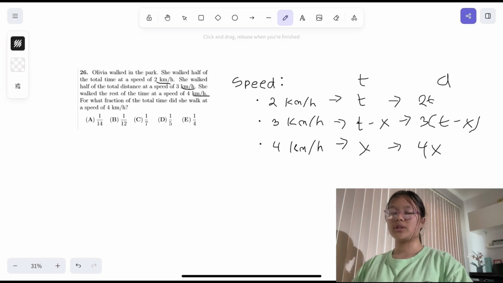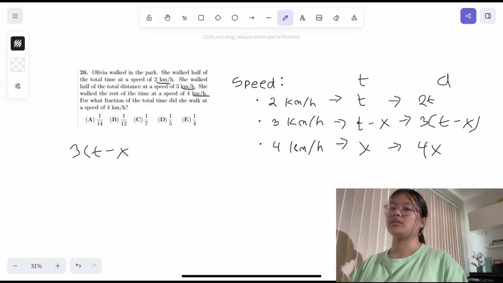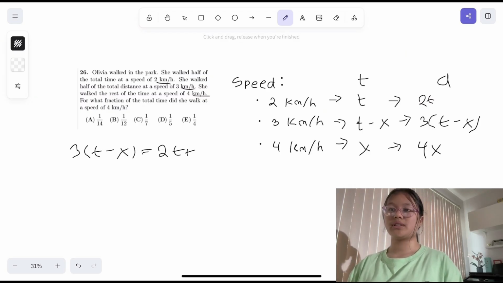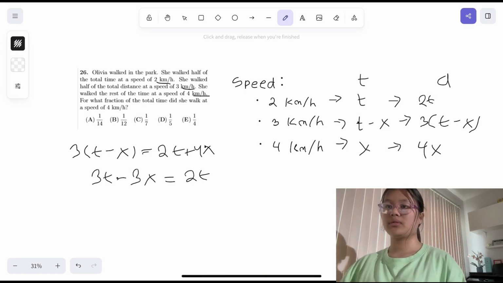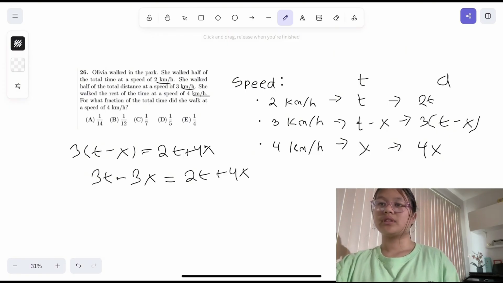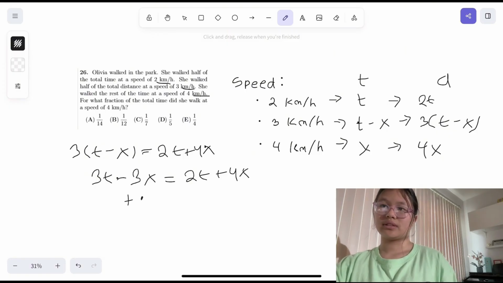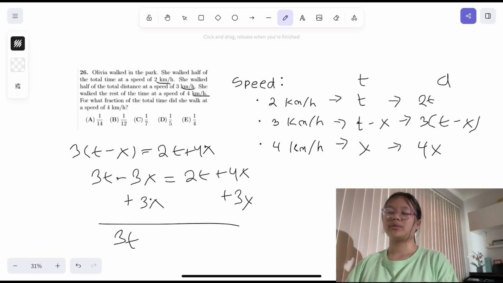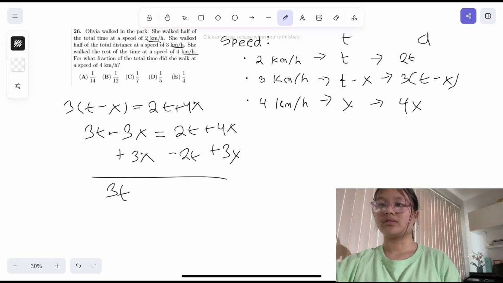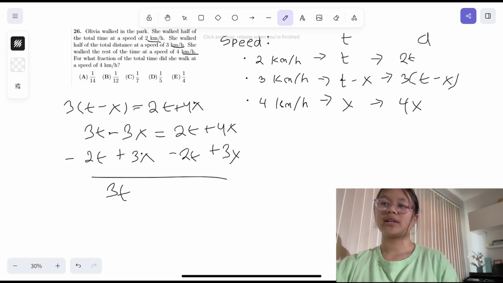So then what we do, we can put it into an equation where it is 3t minus x equals 2t plus 4x. So now to solve for that, what we were able to do is we can do 3t minus 3x, which equals 2t plus 4x. And then we can add 3x on both sides. And then we can also minus 2t on both sides, so it's easier.